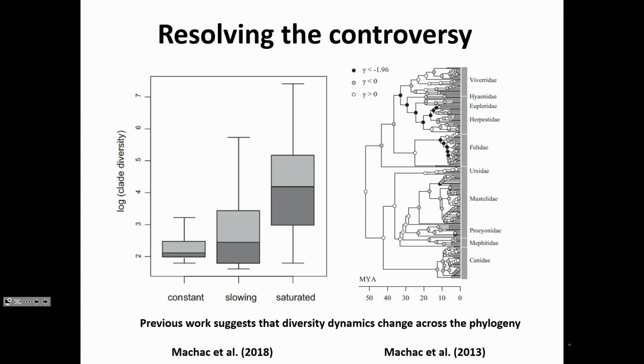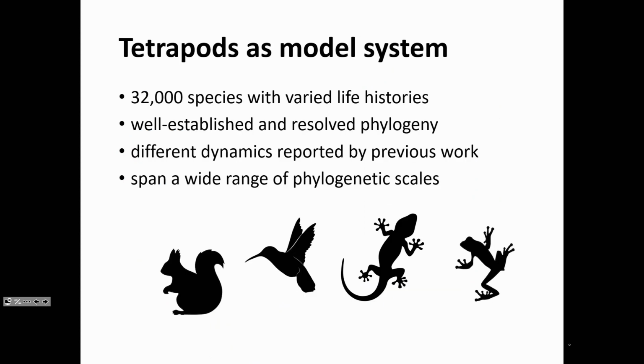To resolve and reconcile the four hypotheses, some of the work, this is the work that I have done, suggests that the dynamics change across the phylogeny, right? The dynamics change across the phylogeny. And to test this hypothesis, I use tetrapod vertebrates as the model system. So that's mammals, birds, reptiles, and amphibians.